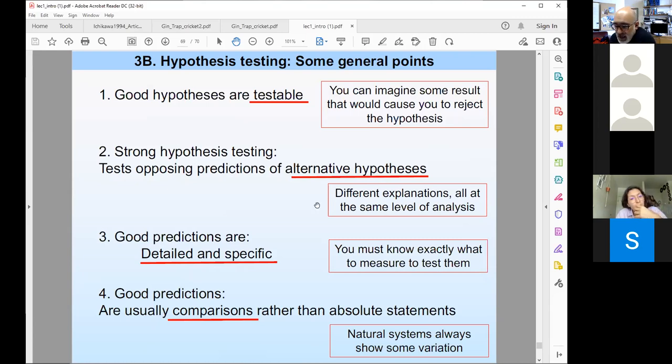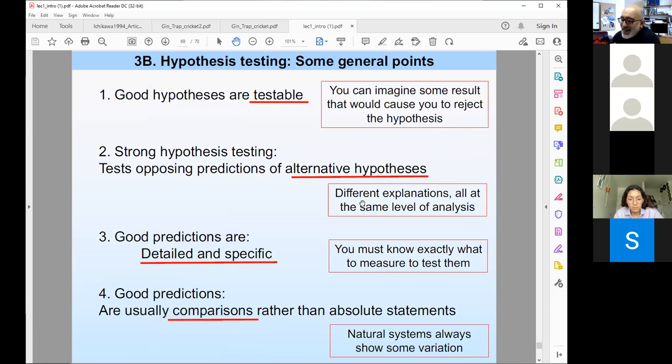And this is also important. You can have alternative hypotheses, but they have to be all at the same level of analysis. And I emphasized that earlier. The level of analysis for all of the hypotheses that we've tested here is related to the adaptive significance of the behavior. We are interested in how this behavior affects the fitness of the animals that we're investigating. Right? That's the level of analysis.